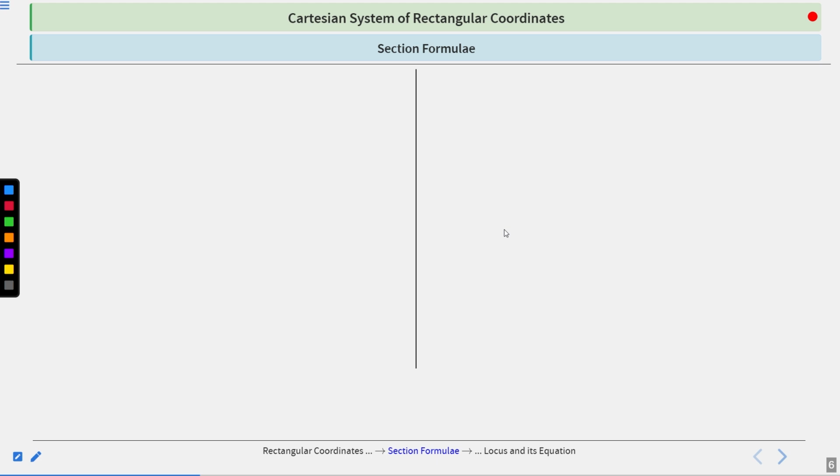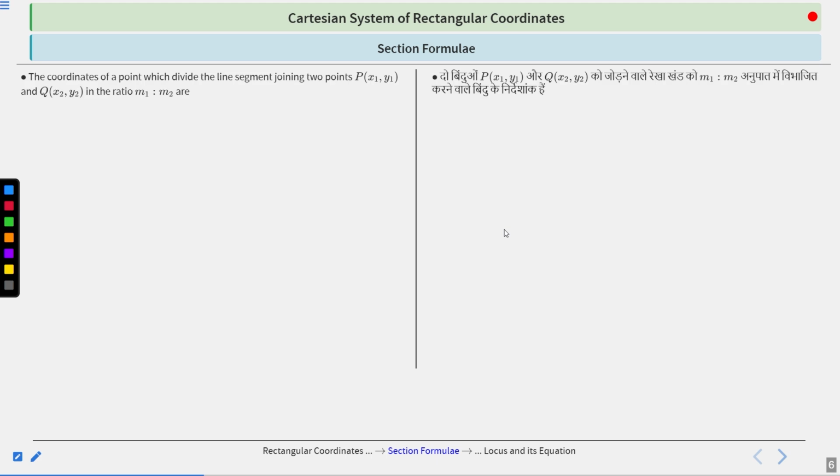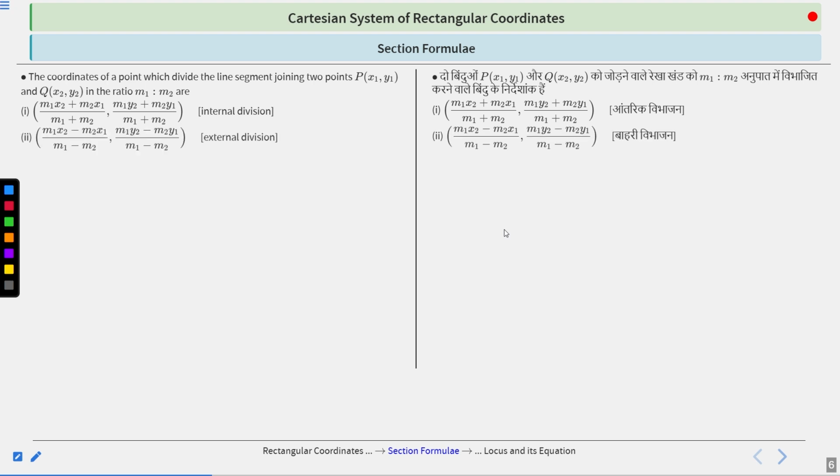Now, let us see what is the section formula. The coordinates of a point which divides the line segment joining two points P(x1, y1) and Q(x2, y2) in the ratio m1 is to m2 are: first, (m1 x2 plus m2 x1) upon (m1 plus m2); second, (m1 y2 plus m2 y1) upon (m1 plus m2). Right? It is called internal division. Next, for external division, the coordinates will be (m1 x2 minus m2 x1) upon (m1 minus m2) and (m1 y2 minus m2 y1) upon (m1 minus m2). Right? Where m1 and m2 are of the same positive sign, the division is internal, and where they are of opposite signs, the division is external.